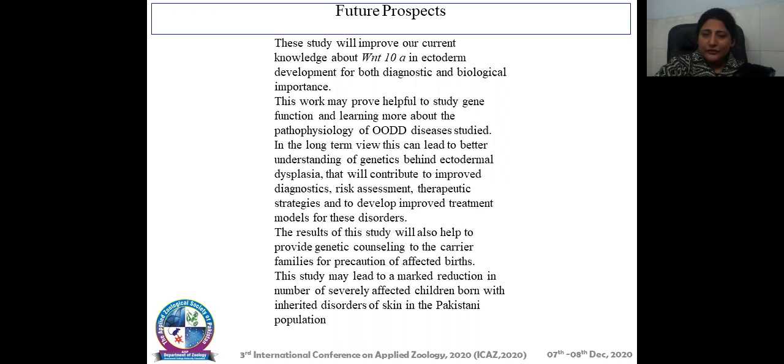The results of this study will also help to provide genetic counseling to the carrier families for precautions against affected births, and the study may lead to a marked reduction in the number of severely affected children born with inherited disorders of skin in the Pakistan population.